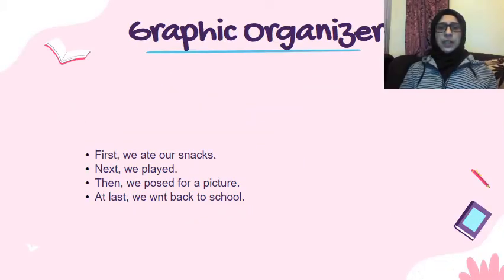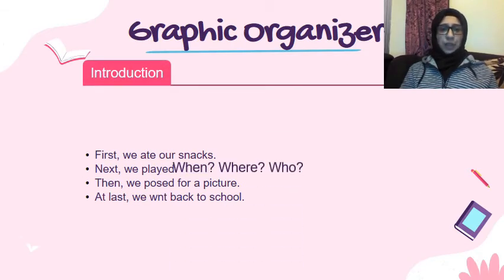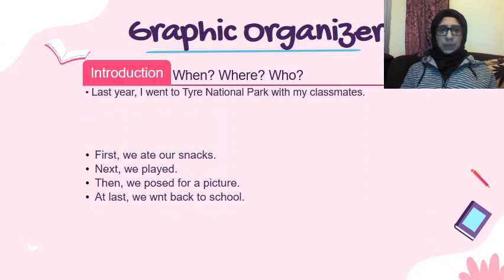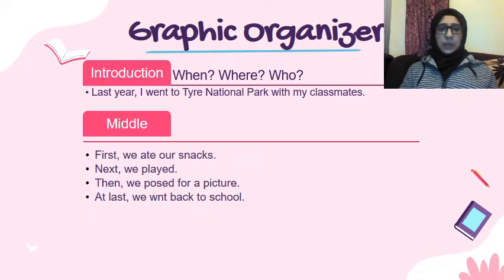First, we have to fill in the graphic organizer. We have introduction: when, where, and who. This is what we write in the introduction. For example, last year I went to Tyre National Park with my classmates. In the middle, I used time order words as we said before. First, we ate our snacks. Next, we played. Then we posed for a picture. At last, we went back to school.